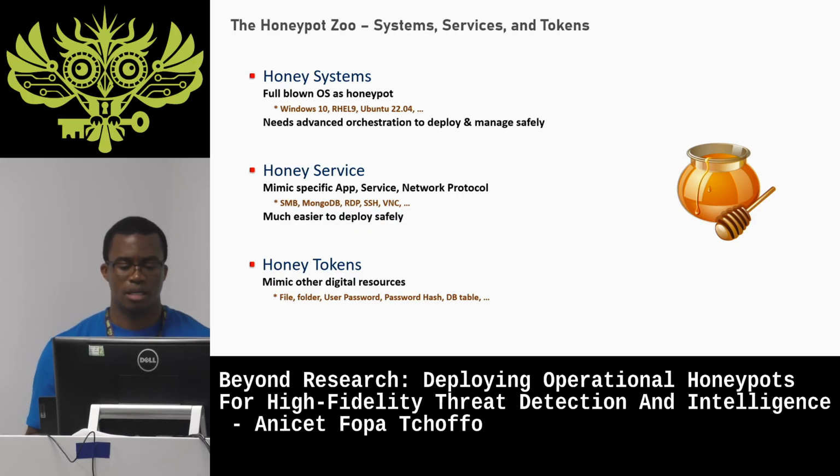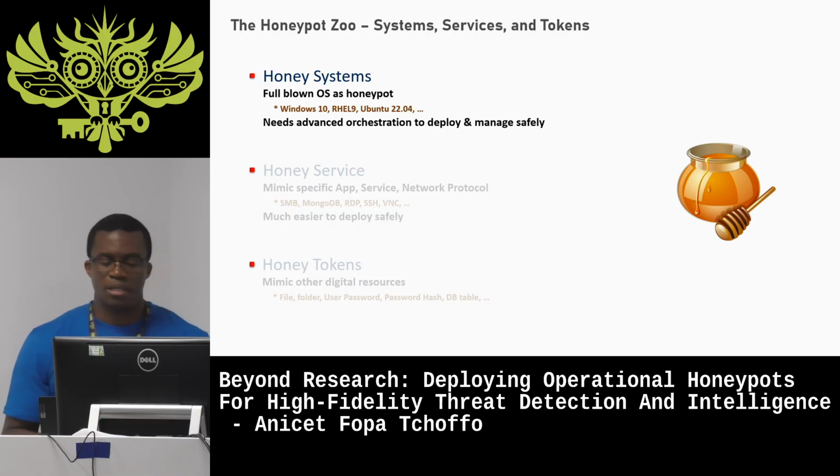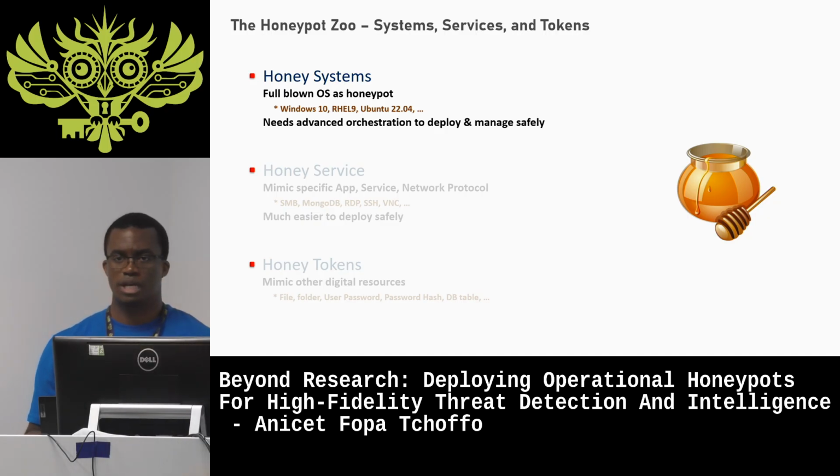Broadly speaking, honeypots can be categorized into three main types. We have honey systems, honey services, and honey tokens. Honey systems are entire operating systems used as a honeypot. Think of providing an attacker with a full-blown Windows 10 device, a Red Hat Enterprise 9, and so on.